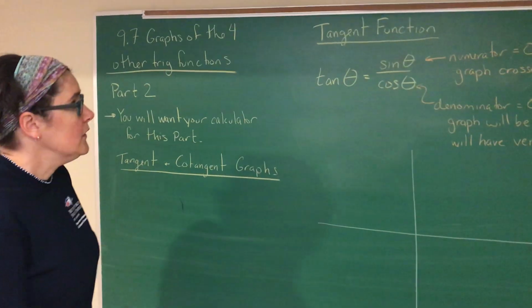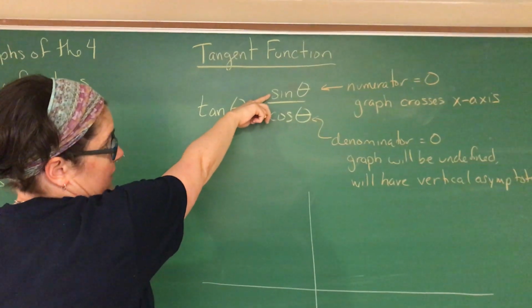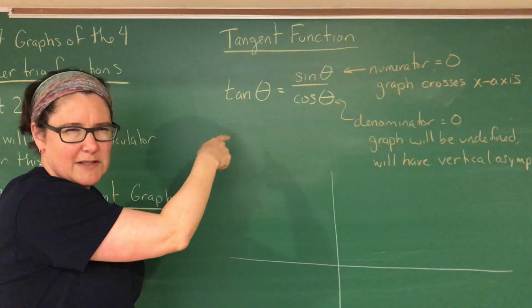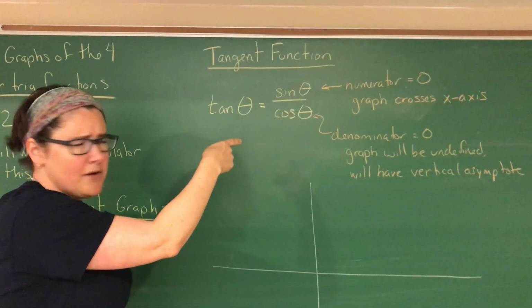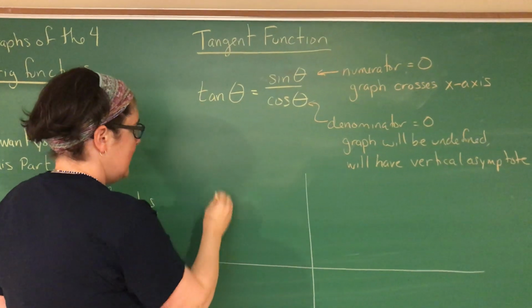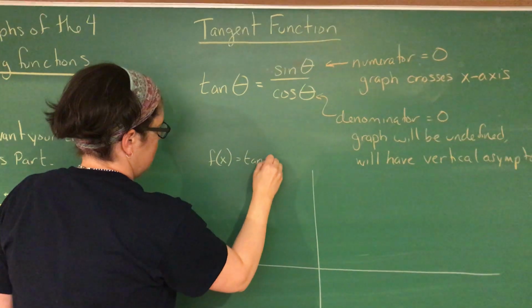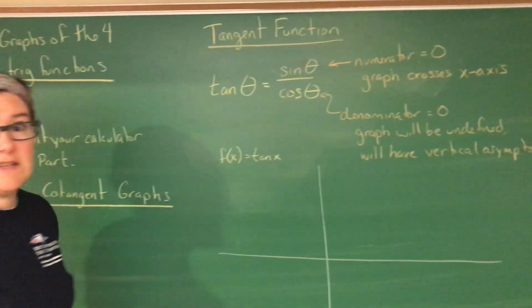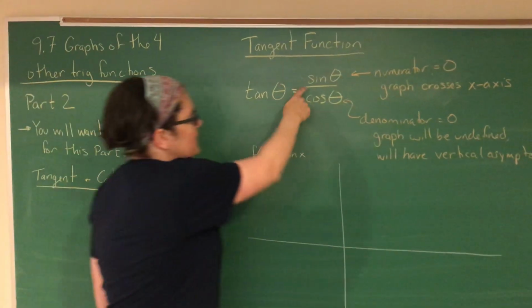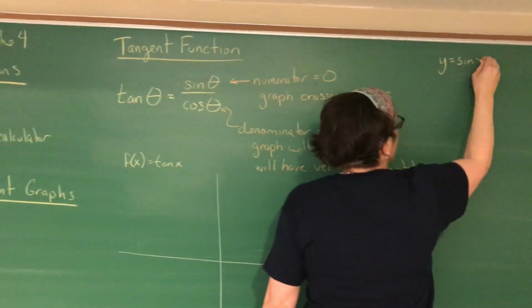All right, so this tells us that when our numerator is equal to 0, because anytime you have 0 divided by something that's not 0, the whole fraction is 0, then our tangent function is going to cross the x-axis. So let me think about what the sine function looks like. Y equals sine of x.